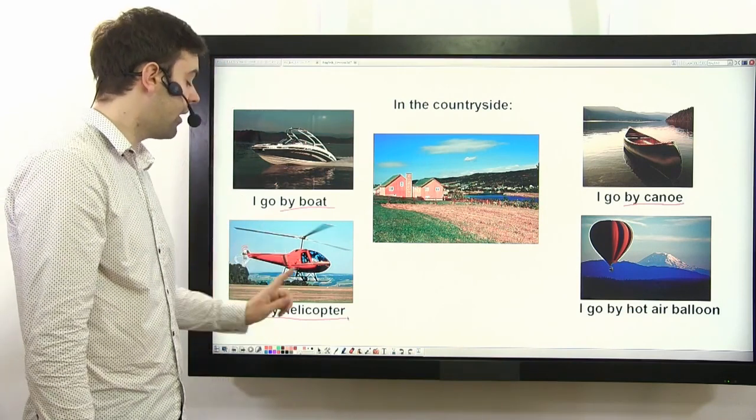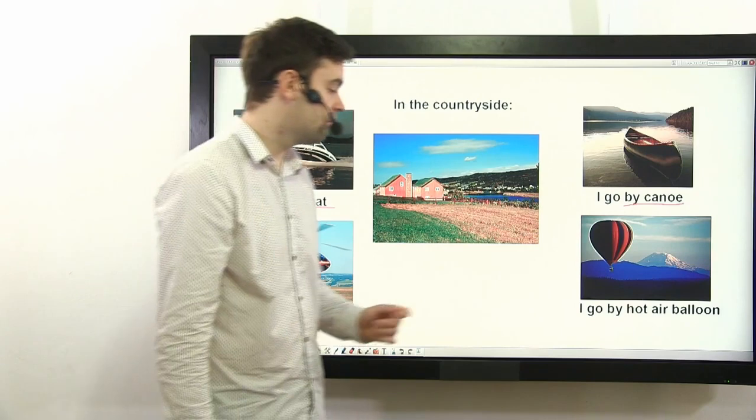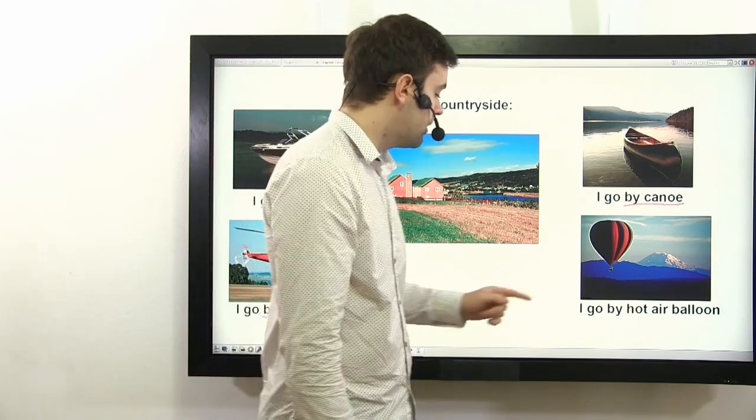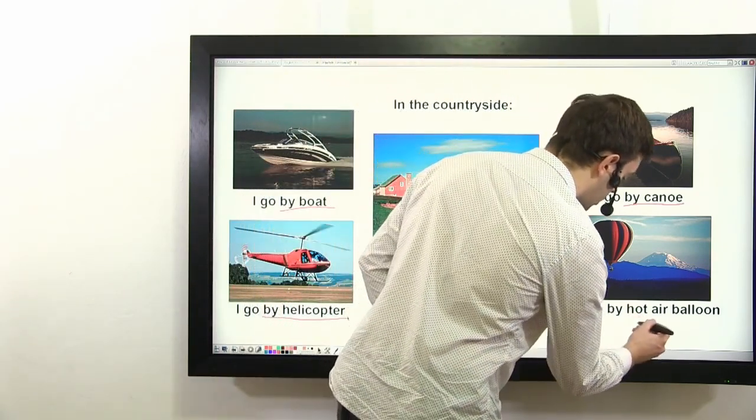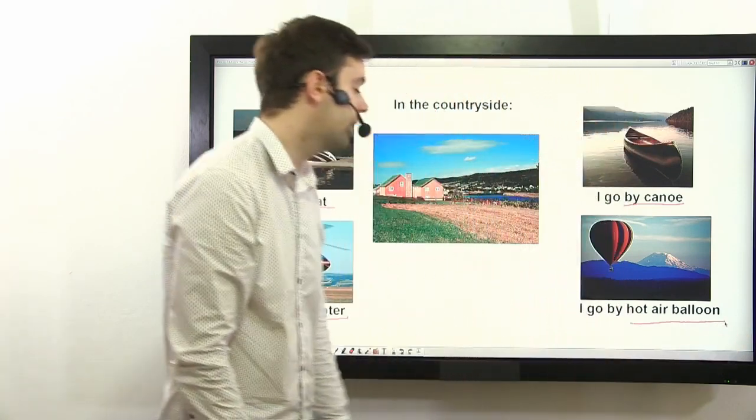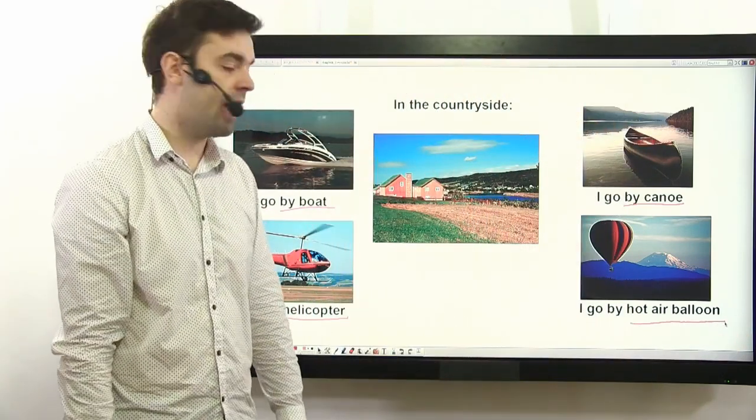In the countryside, I go by helicopter. In the countryside, I go by hot air balloon.